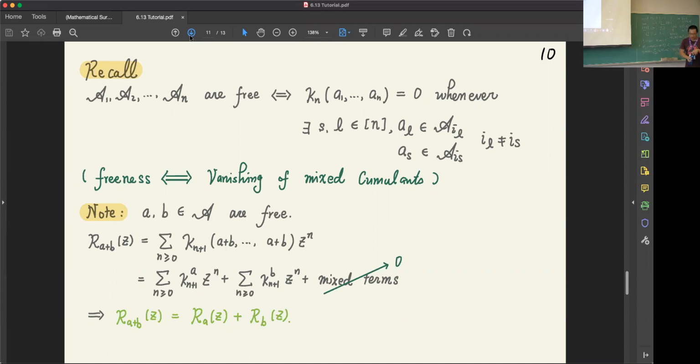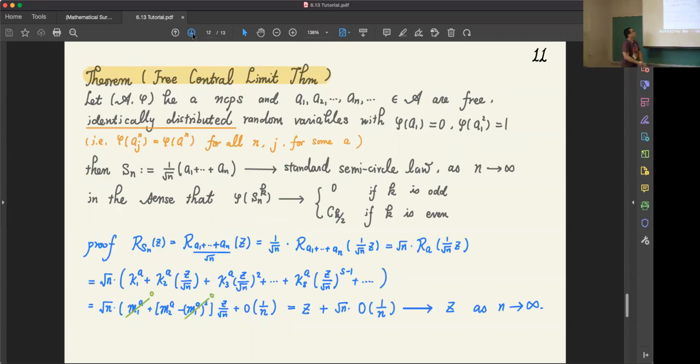We just observe that it's hard to see how to understand the conditions for X plus Y, but if we invert to the R transform, it's very simple. So for the last slide, we try to use this formula to catch the free central limit theorem.